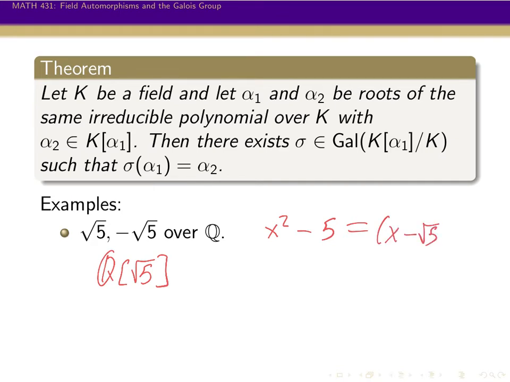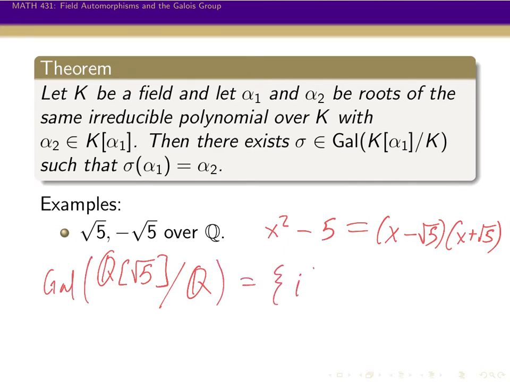It factors into x times square root of 5 times x plus square root of 5. And so the only possible place that square root of 5 could go is to minus square root of 5, other than itself. And what this theorem says is that there is, in fact, an element of the Galois group that does this. So if we're looking at Q adjoin square root of 5 over Q, looking in the Galois group, this is going to have two elements.